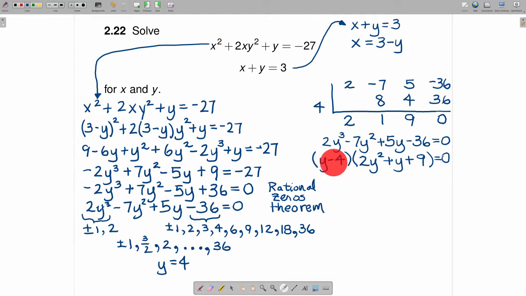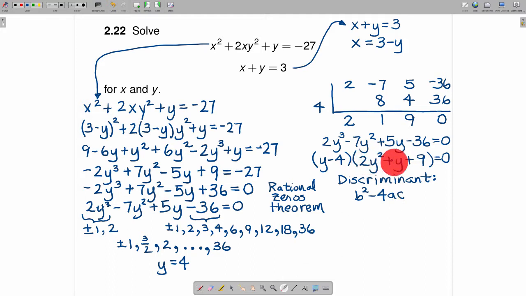So we now know that there is one root, y equals 4, but we have a quadratic here, and that quadratic might have two other real roots. So I could use the quadratic equation, but when I use the quadratic equation, here's what I get for a discriminant. And the discriminant is the part underneath the square root in the quadratic equation. That is b squared minus 4ac.